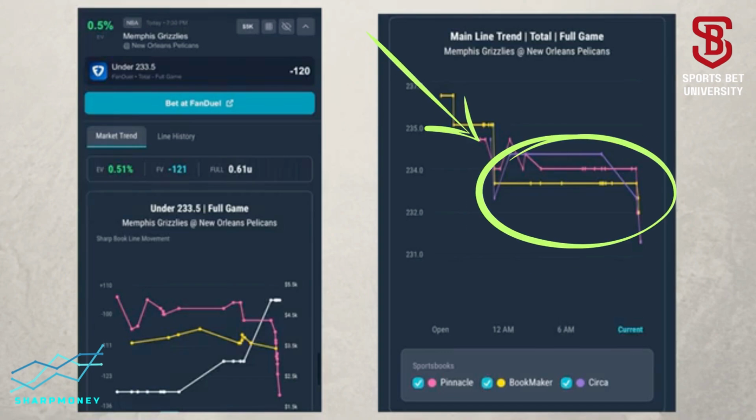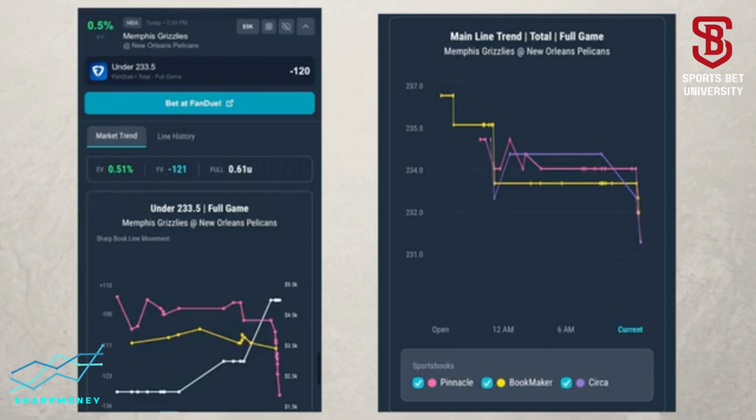So in this example, Circa doesn't have this under 233.5 as one of their lines because it's likely an alternate line, and Circa typically will only offer one line. So what we can do is look at the mainline market trend. The mainline trend is basically what numbers the books have it at. These are typically their minus 110 lines, or their main markets, their main lines. So if you see the main lines dropping as well, going towards the under here, then that means we're on the right side.